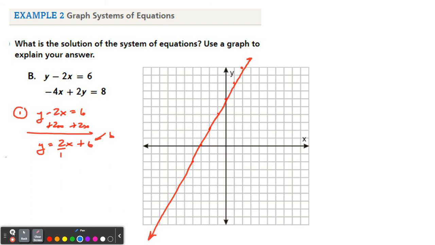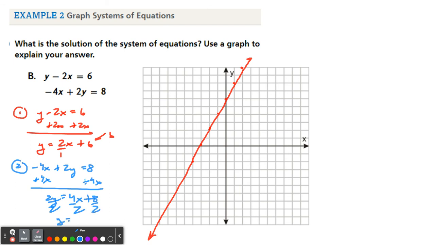The second one takes a little extra work, so let's do it right here. Negative 4x plus 2y equals 8. I need to get y by itself, so move the x term over first by adding the 4x. 2y equals 4x plus 8. Now we divide everything by 2. We get y equals 4 divided by 2 is 2x, and then 8 divided by 2 is 4. So y equals 2x plus 4.